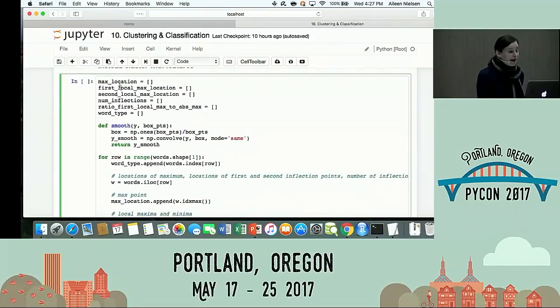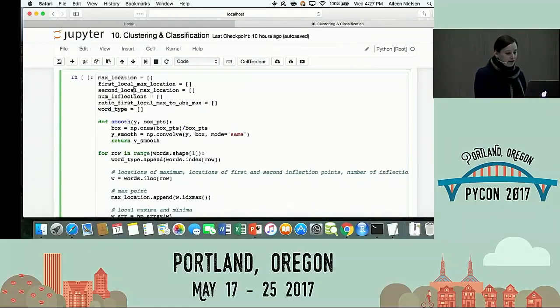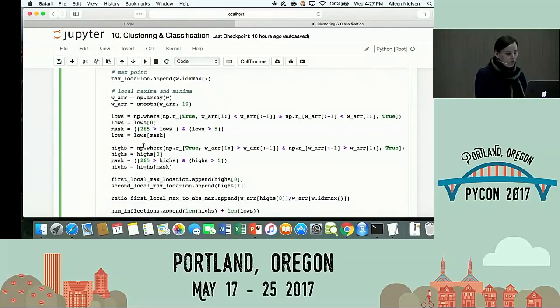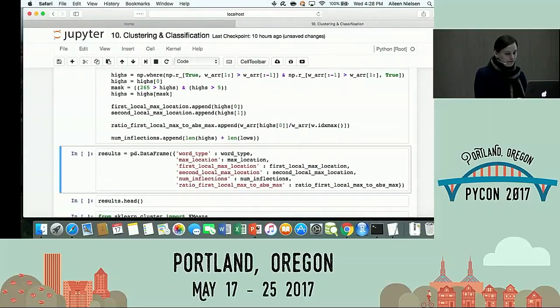I'm going to look at the max location. I'm going to look at the first local max, the second local max, assuming I have verified there's always at least 2. I'm going to look at the total number of inflection points, right? So something very bumpy versus just kind of bumpy. I'm going to look at the ratio of the first local max to the absolute max, right? I'm just adding things to make sure I have enough to distinguish these 50 kinds of words. And I'm going to put together vectors of all of these qualities, and I'm going to make a data frame out of them.